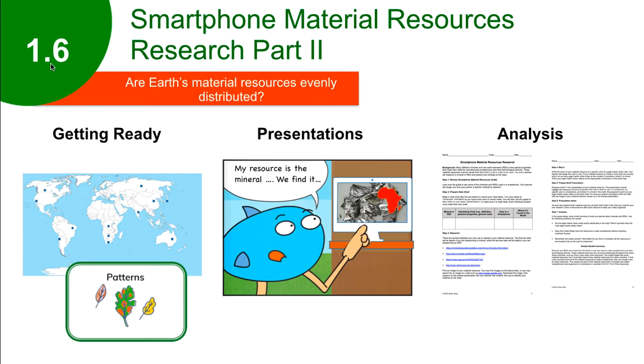In lesson 1.6, students study the world map where they marked the mineral resources. What patterns do we notice? Are Earth's material resources evenly distributed? Student teams present their research to the class and share pictures of what their resource looks like, its physical properties, and where it's mined. They then summarize their results in an analysis worksheet.